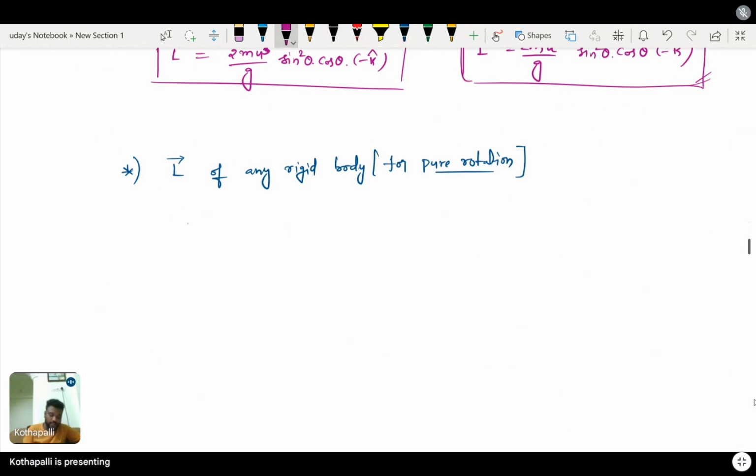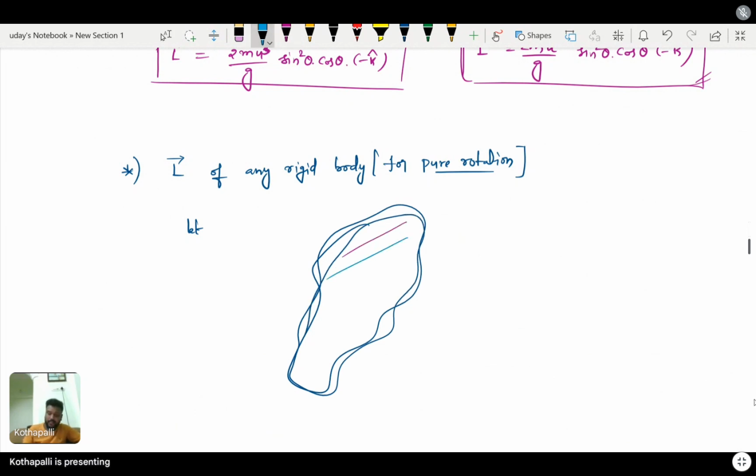Okay, so let's take a situation. Let a rigid body be there like this, like our half boil. Now let's take the axis of rotation here. This is my axis of rotation of the body. Let's take it rotating in the anti-clockwise direction. Now I want the angular momentum of this rigid body.